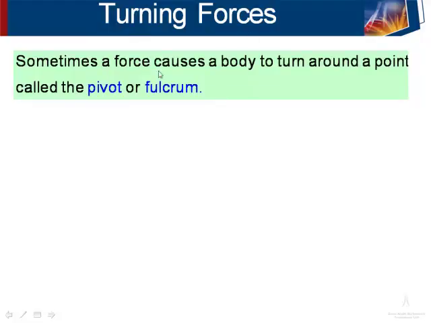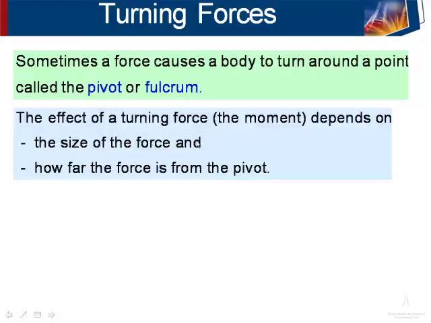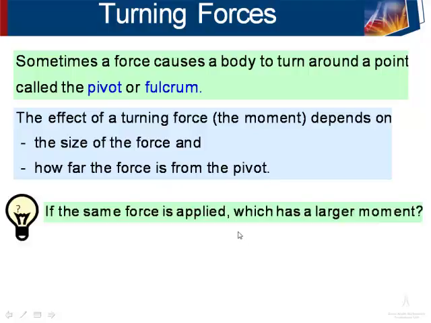We're now going to look at turning forces. Sometimes a force causes a body to turn around a point. This point is called the pivot or the fulcrum. The effect of a turning force, which we call the moment, depends on two things: the size of the force and how far the force is from the pivot point. Let's look at an example.